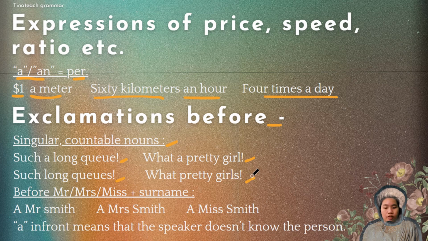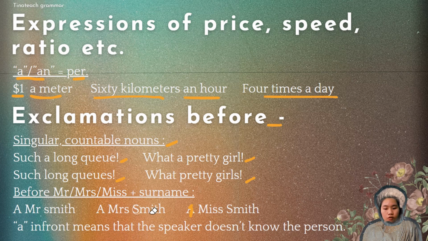Alright? Now, with Mr., Mrs., Miss, and then surname, when you put a in front of Mr., Mrs., or Miss, it implies that you don't know this person. This person is a stranger to you. But if you get rid of the a, Mrs. Smith, Miss Smith, Mr. Smith, it means that you do know that person. You've met them before, maybe you've talked to them before, okay?